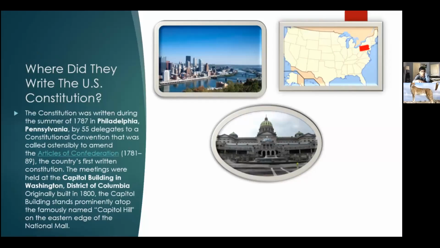The meetings were held at the Capitol Building in Washington District of Columbia, originally built in 1800. The Capitol building stands prominently atop the famously named Capitol Hill on the eastern edge of the National Mall.